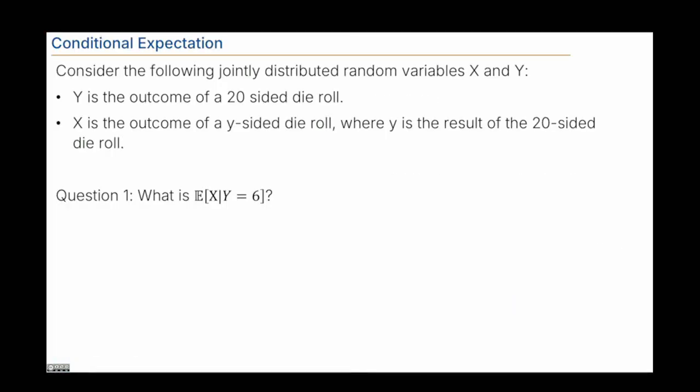So we want to be able to answer this kind of question. It's an annoying question, but kind of a fun puzzle. Let's say we do a weird nested game where I have 2 dice, x and y, and I'm going to think about this as a jointly distributed pair of random variables x and y. Y is going to be the outcome of a 20-sided die roll. And then x is going to be the outcome of a y-sided die roll, where y is the result of the 20-sided die roll. Okay, so I roll a die, and that tells me which die to roll.